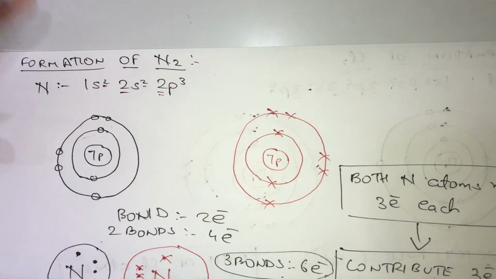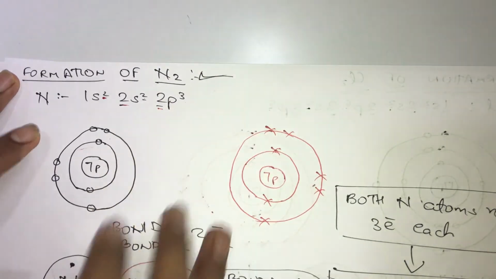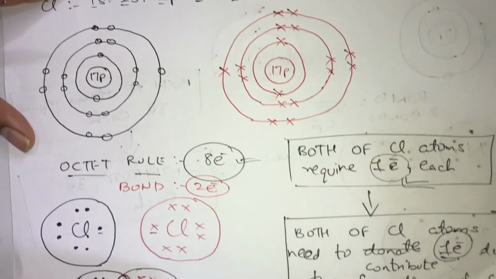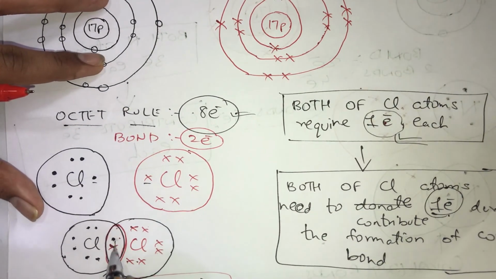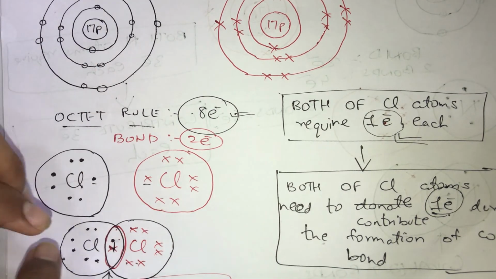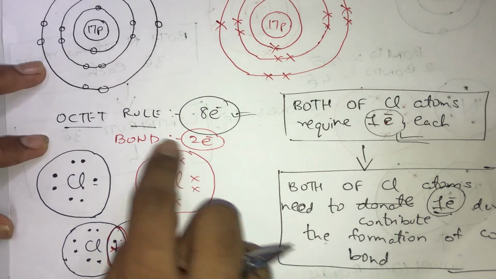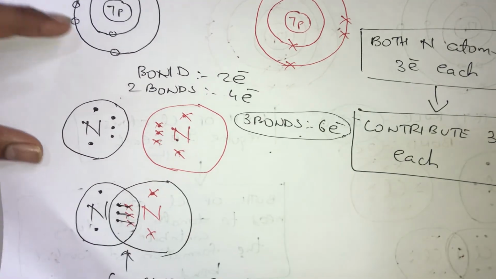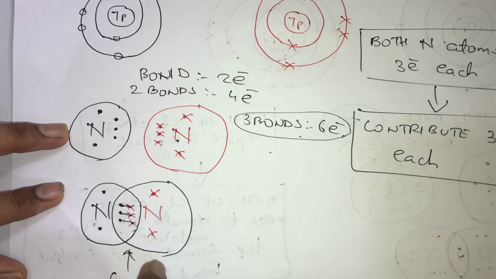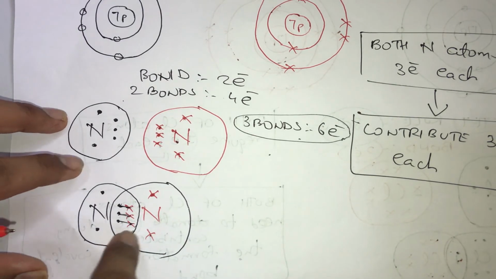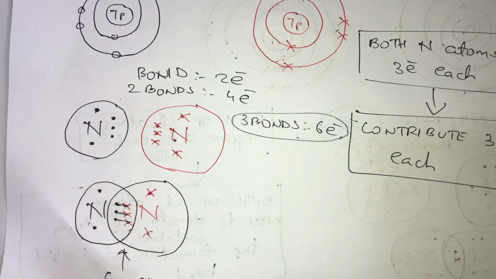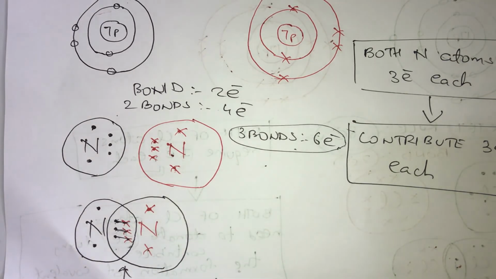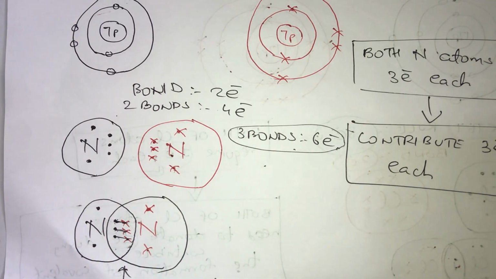So guys, I hope you have understood two examples, what happens during the formation of N2 as well as during the formation of Cl2. Here there was only one bond being formed because they were contributing one electron each. So 1 plus 1 becomes 2 electrons, and for one bond you require 2 electrons, whereas here for 3 bonds you require 6 electrons, and we had 3 electrons being contributed by both these atoms. So both these atoms contributed 3 plus 3, 6 electrons. Therefore there were 3 bonds being formed. So guys, I hope you have understood the concept of covalent bond.